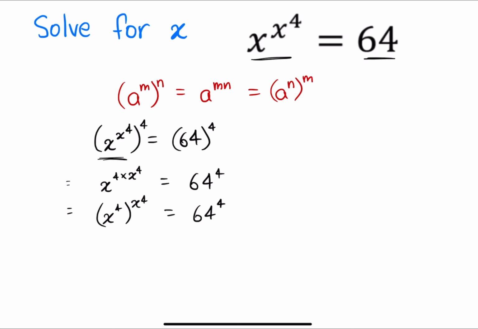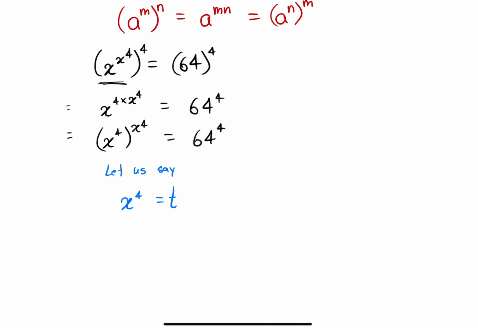Now what we're going to do is something which is not very common, but we're going to do this in this problem. We are going to substitute x raised to the power 4 as t. So let us say that x raised to the power 4 is t. So our question can be written as t raised to the power t is the same thing as 64 raised to the power t. I'm going to continue on this side of the page.